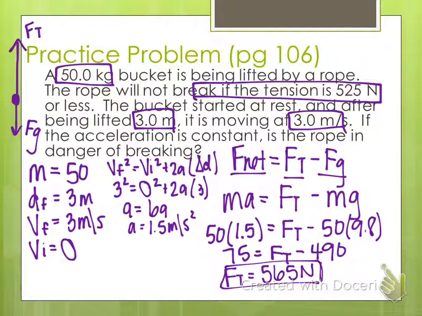So what this means is that in our system, if we lift that bucket up with a 1.5 meters per second squared acceleration, our tension in our string is 565 newtons. Is our rope going to break? Yes, our rope will break. If we answer our question correctly, the rope is in danger of breaking, because it's greater than 525 newtons. Okay?